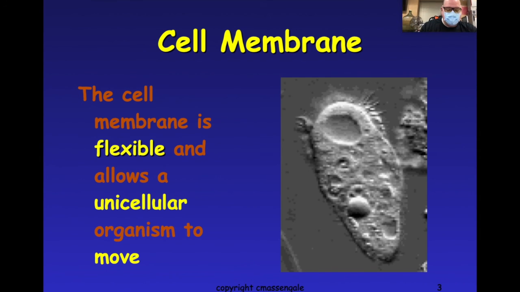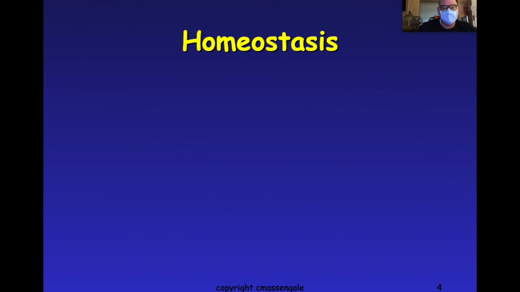So, like I said, it's flexible, so it can move around. It's not like a brick wall. If you're unicellular, let's say you're just one single cell, the plasma membrane can move. We can send out extensions of the plasma membrane that allow it to blob around. That's very useful if you only have one cell.